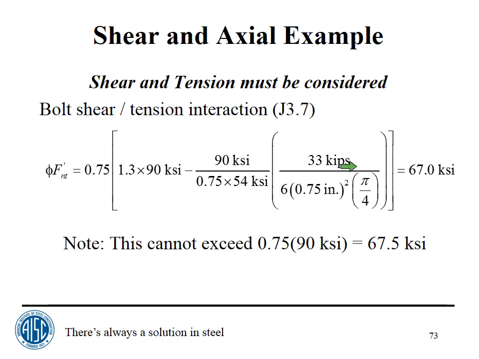And this quantity in here is the area of the bolt. It's 0.442. Doing that calculation and multiplying it by the resistance factor of 0.75 gives me 67 KSI. Note that this 0.75 times 90 is 67.5. That's bigger than 67.0, so I'm okay. If this number here came out to be 69, I couldn't use more than 67.5.